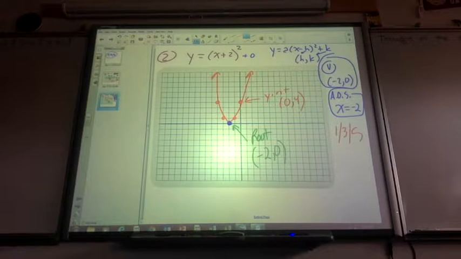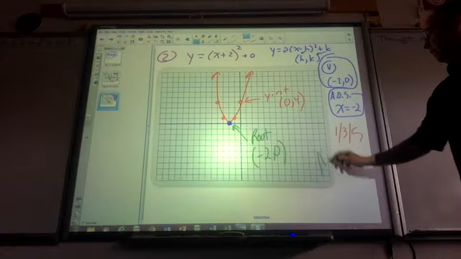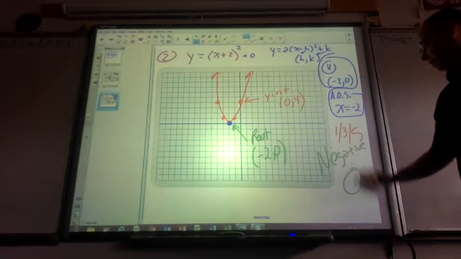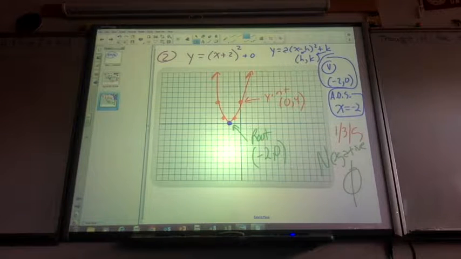Hey, where is this graph negative? What does it mean if I say it's negative? Where does the negative values in the y direction occur? Above or below the x-axis? Below. Where does this graph exist below the x-axis? It doesn't. So where is this graph negative? You would actually give our fancy empty set sign. Okay?